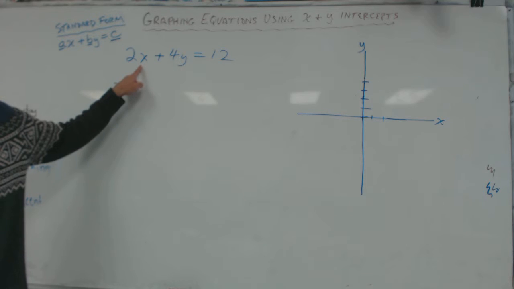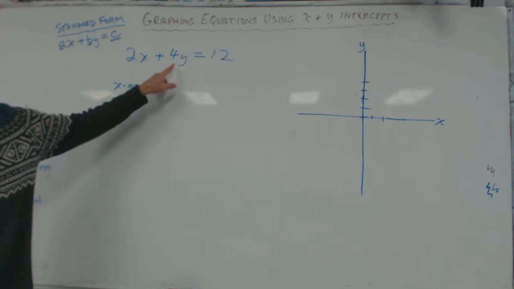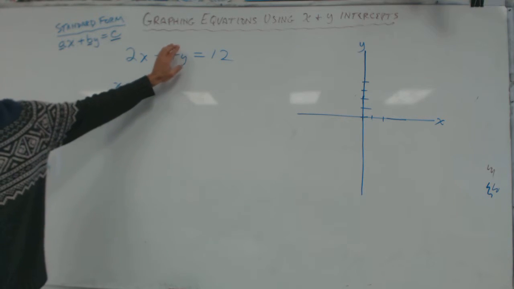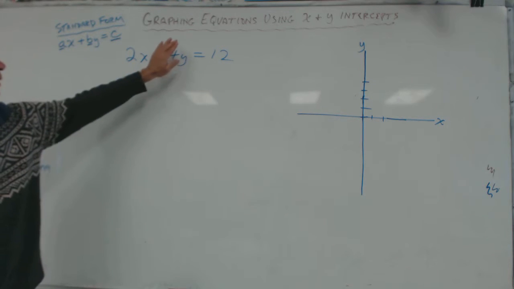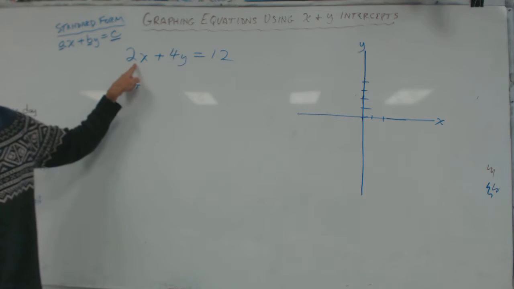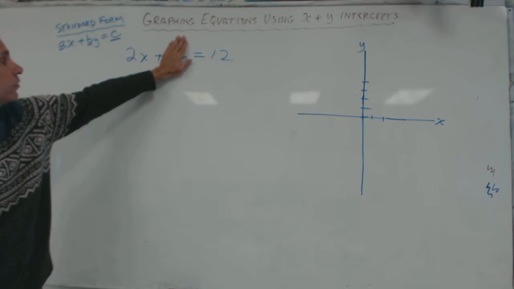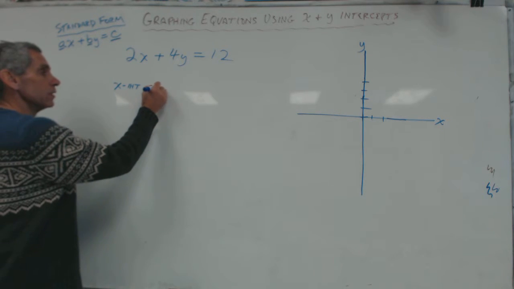What do I do? I make y equal to 0. What happens when I make y equal to 0? What does this become? Right here, 0. So look what I'm going to do. I'm going to use my finger on the paper and cover this up. To find my x-intercept, I cover this up, and all I have left is 2x equals 12. Divide both sides by 2, x equals 6. So my x-intercept is 6.